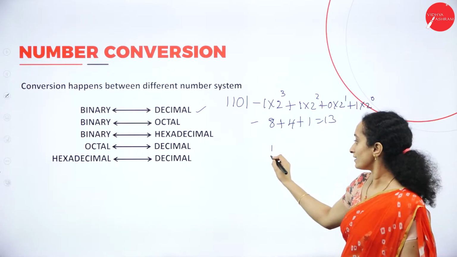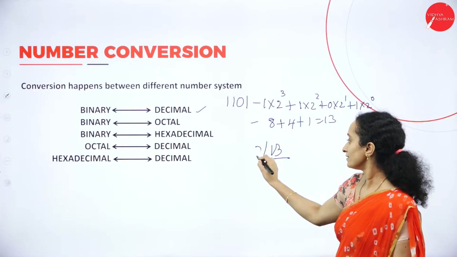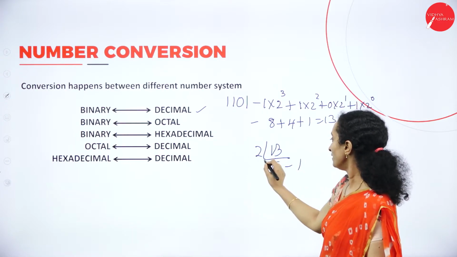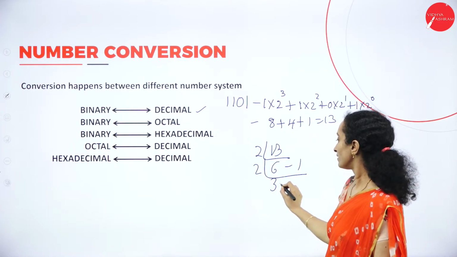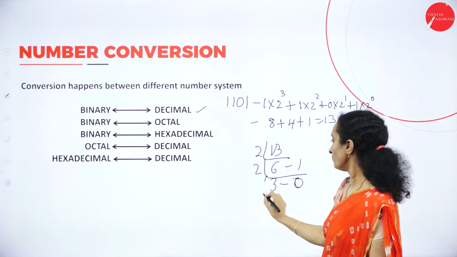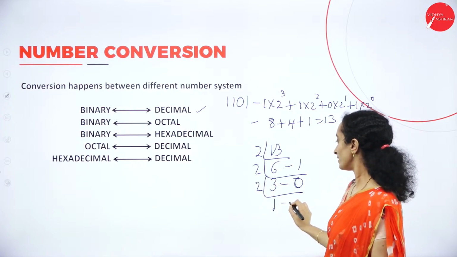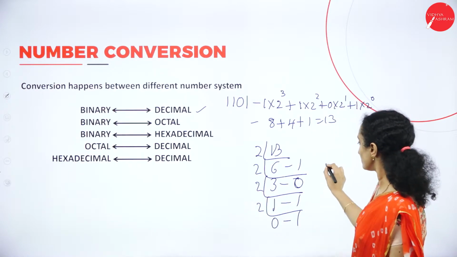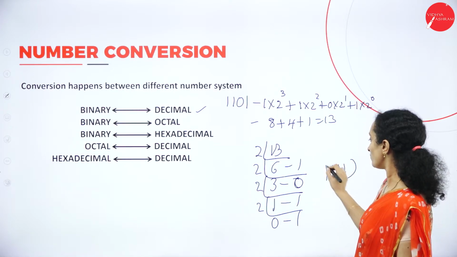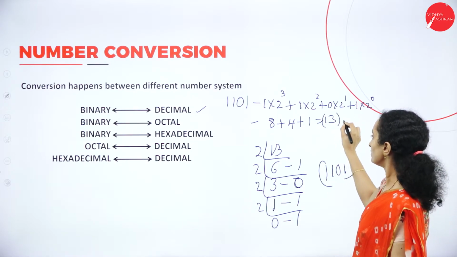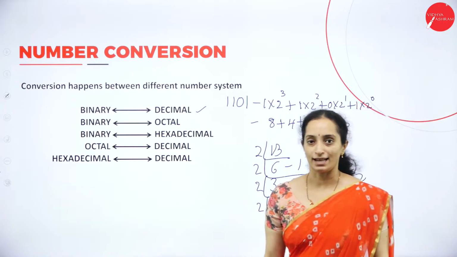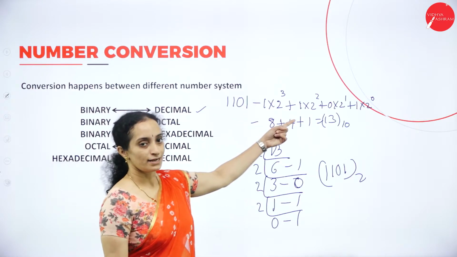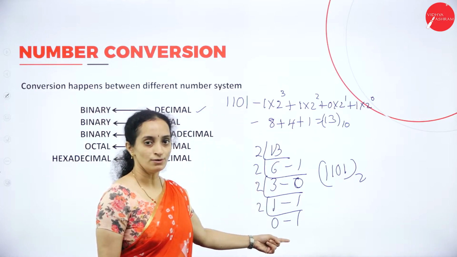How do you convert this 13 to binary? Divide it by 2. Quotient 1, remainder is 0, remainder is 1, remainder is 1. So, it is 1101 with base 2, this is with base 10. Okay. So, this is how you can convert from binary to decimal and from decimal to binary.